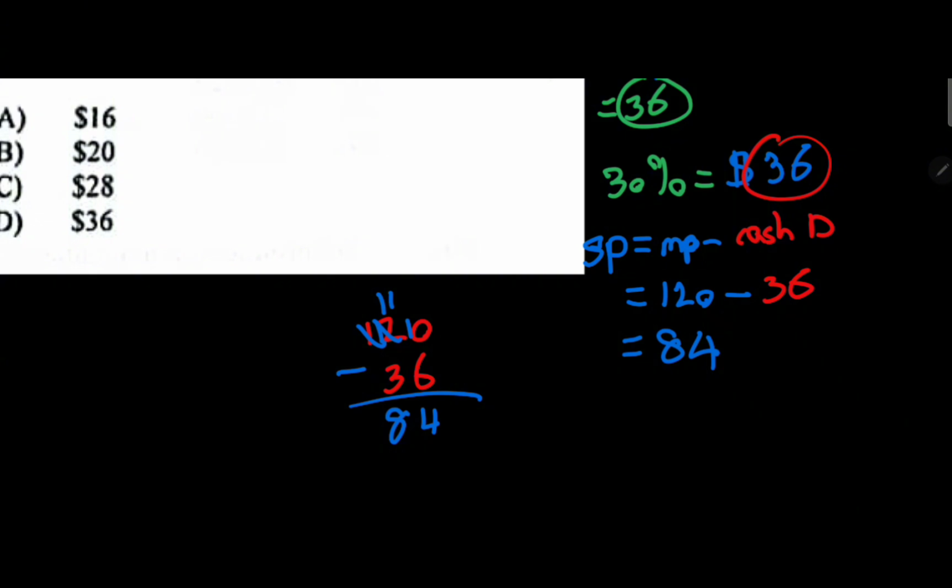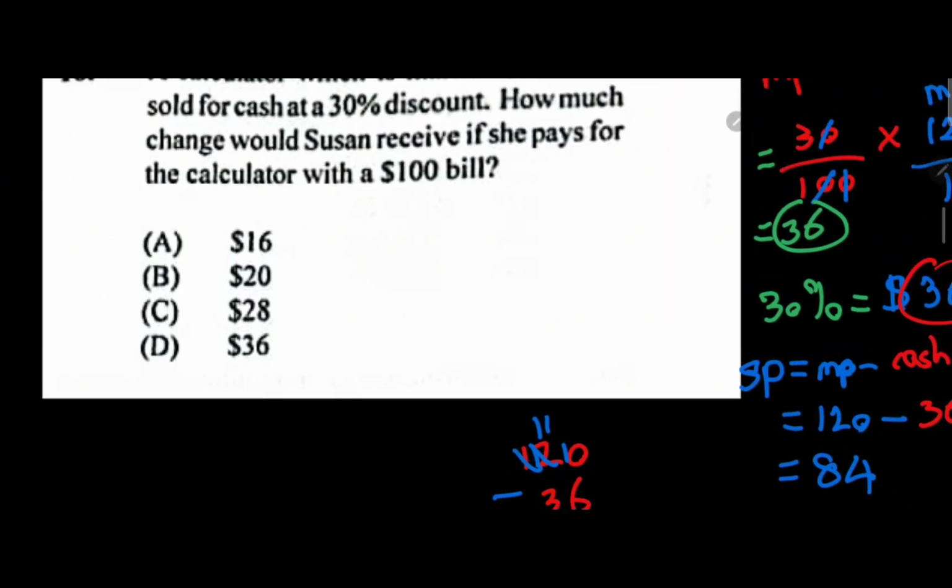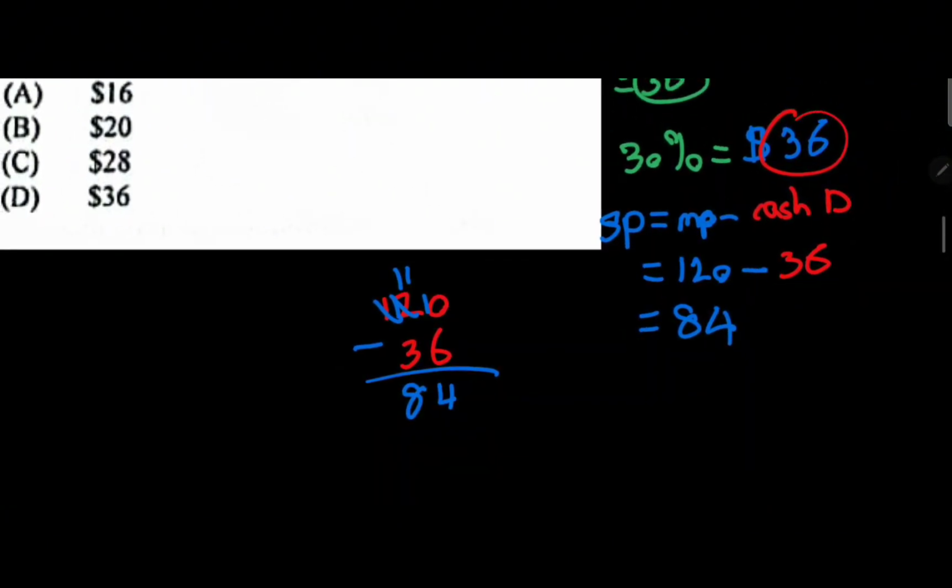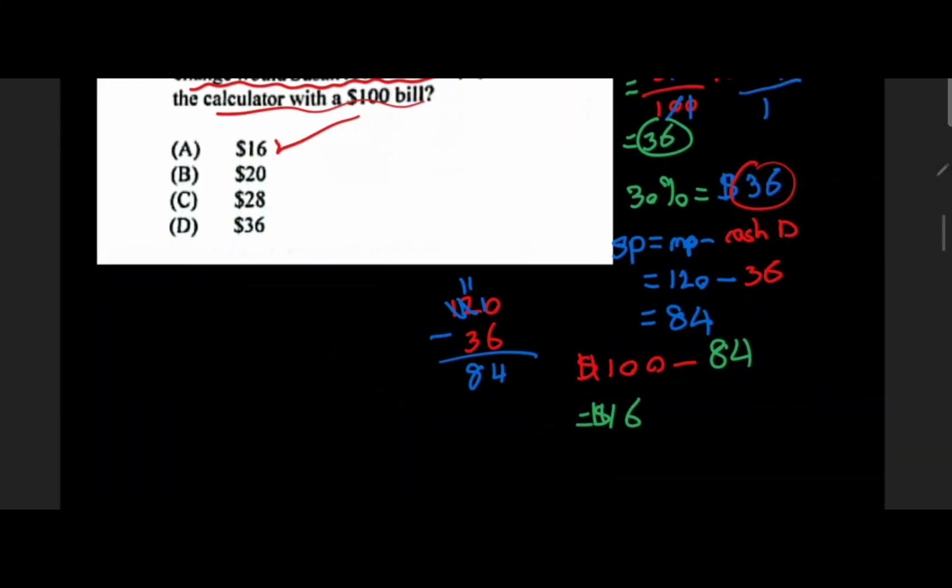Now remember, she is paying. So let's go back up to the question. How much change would she receive if she pays for the calculator with a $100 bill? Okay, so let's subtract the difference. If she is paying with $100 from 84, this would leave her with $16. So she would save $16 if she paid in cash rather than card or maybe some form of hire purchase. Alright, so Susan will receive $16 in change.